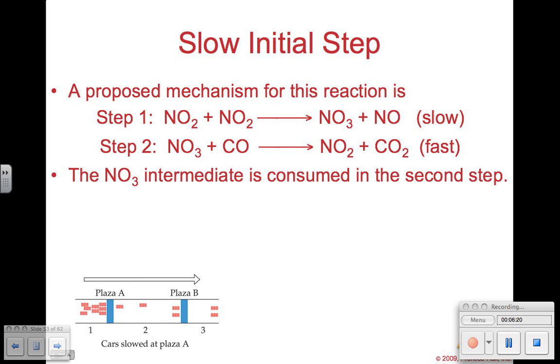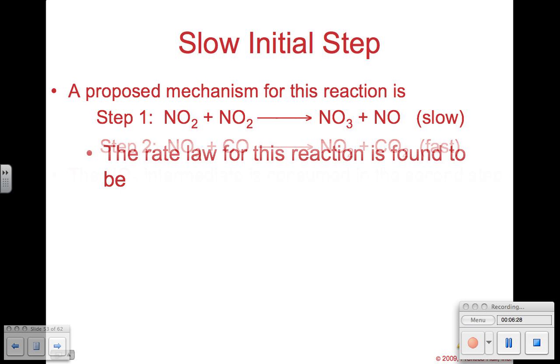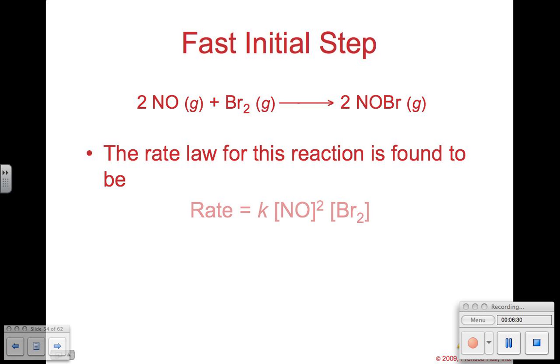And so what determines the speed of the whole reaction is just the first reaction. The second one just kind of flows through. And that intermediate is consumed in the second step, so therefore it doesn't show up in the final equation.